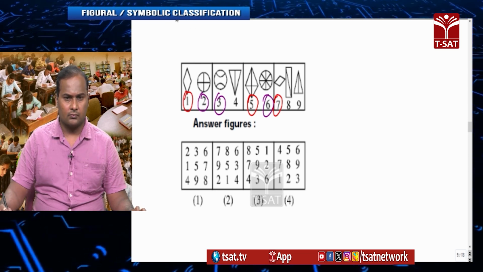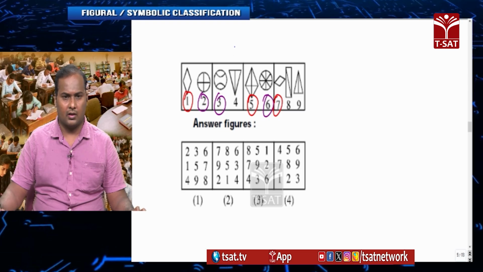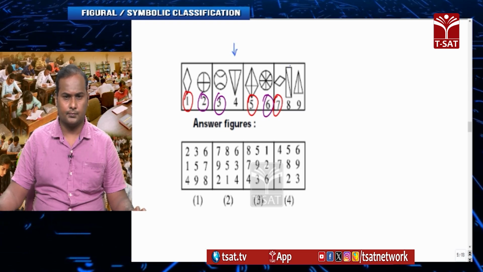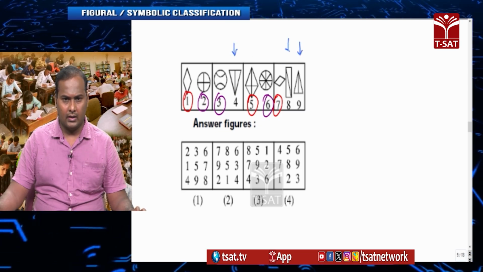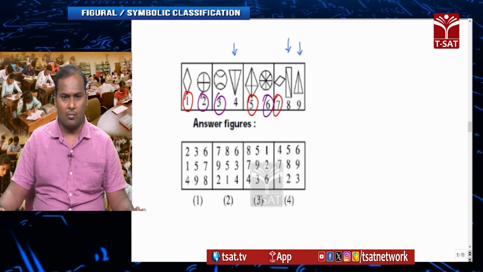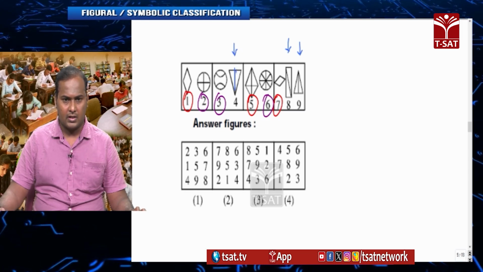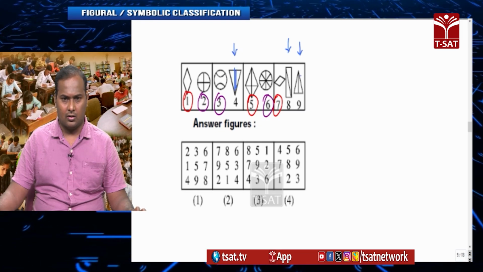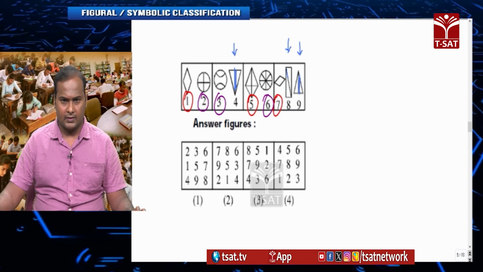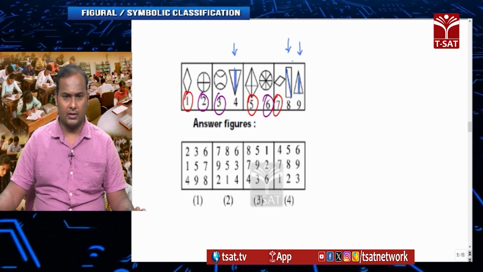The next one, the remaining one, is now 4, 9 and 8. So what is the common character here? The common one is a line passing through the center in all these figures.